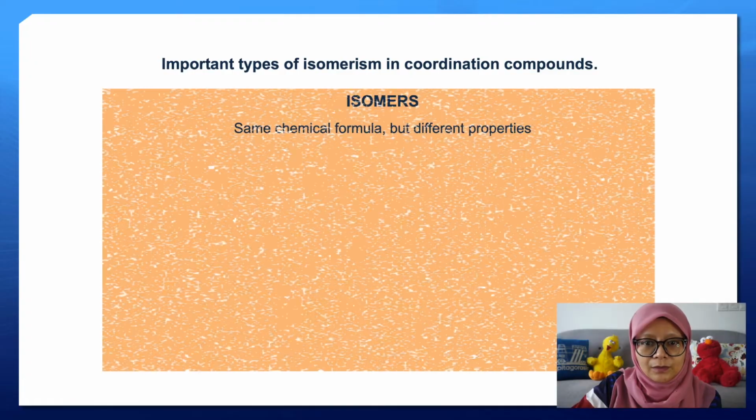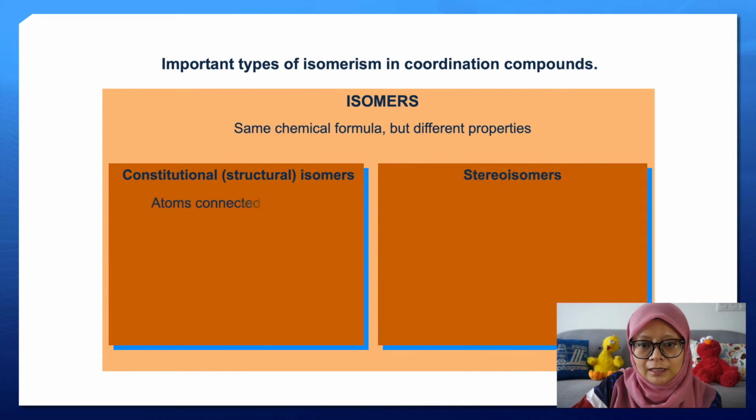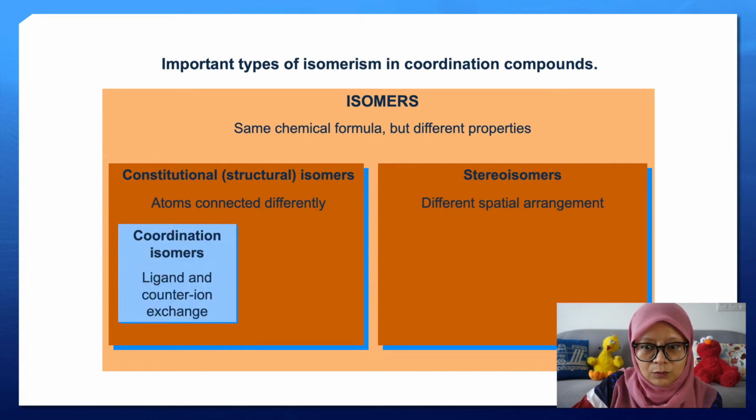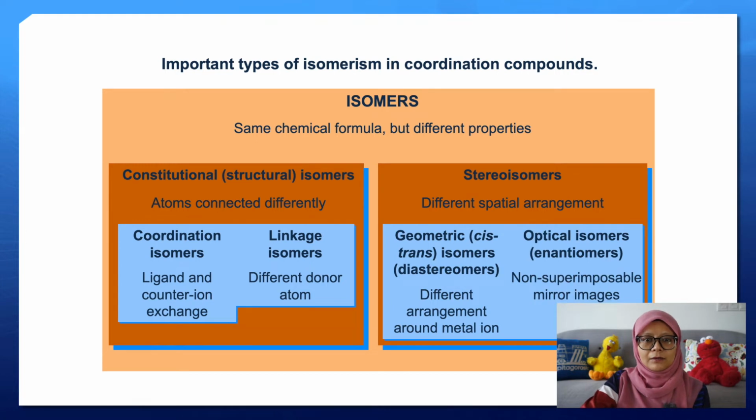Welcome back to our new topic, which is isomerism. This is part 3 of isomerism, where we will learn and discuss optical isomers. This is what we have learned in part 1 and part 2: the constitutional or structural isomers and also stereoisomers, where in part 2 we discussed geometric isomers or cis-trans isomers.